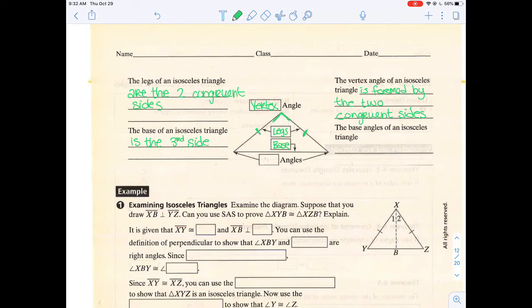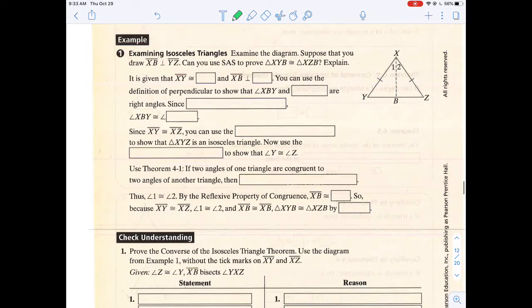This angle up here. And the base angles of an isosceles triangle are formed by the base of the triangle. These two angles down here. This one and this one. And those are going to be congruent because it's isosceles. Okay, so then let's jump into some examples.